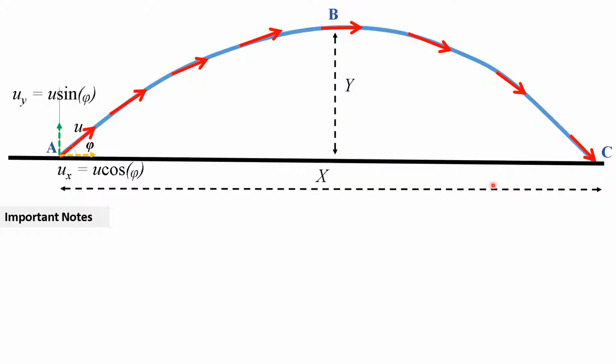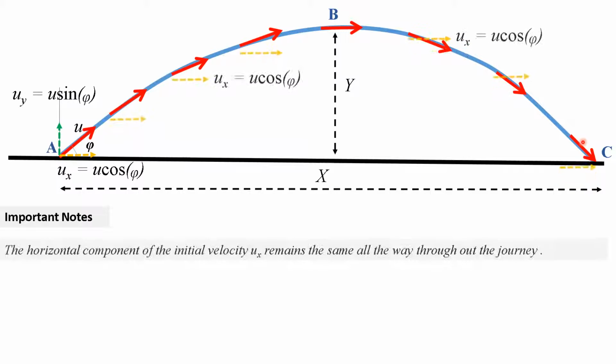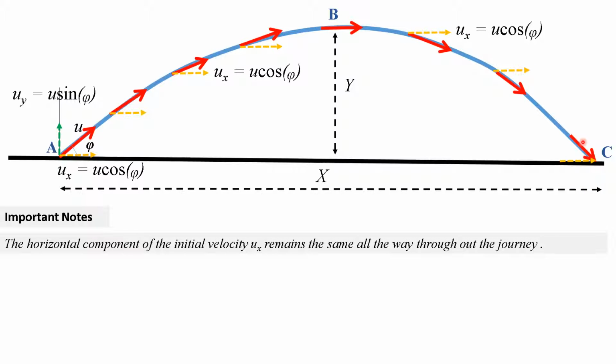So now these are all the velocities which change throughout the flight. Point number one, the horizontal component of the velocity remains unchanged. So it means throughout the journey, all are the same here. It doesn't change, and it's obvious because there is no force acting in that direction, the x direction.